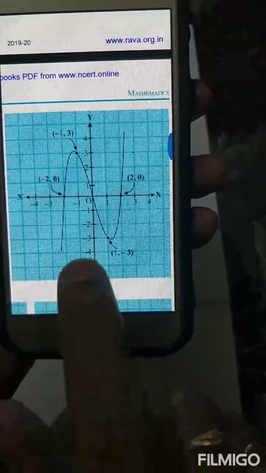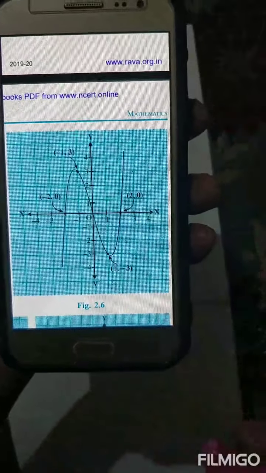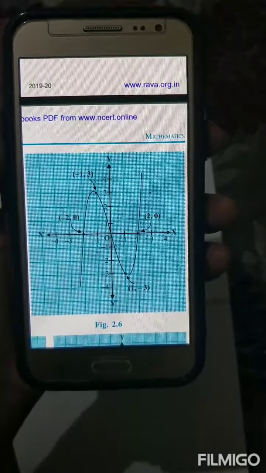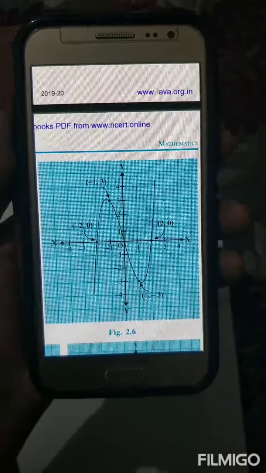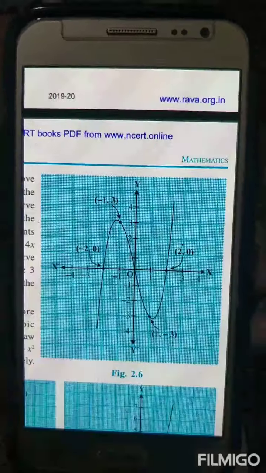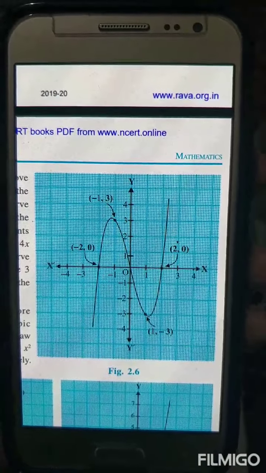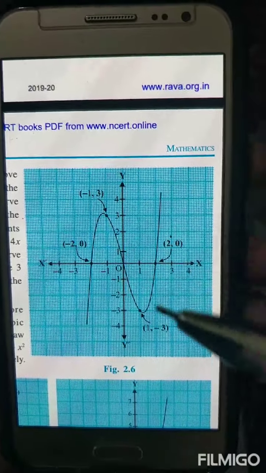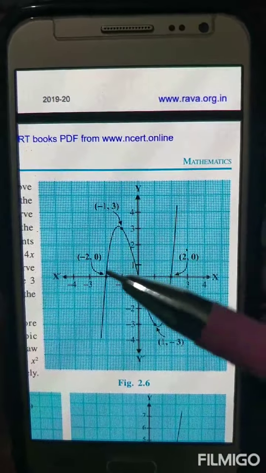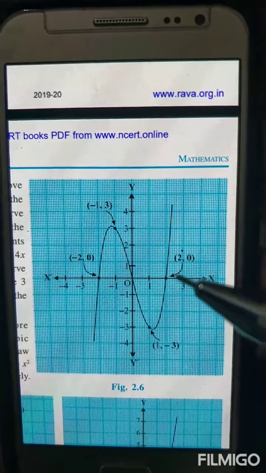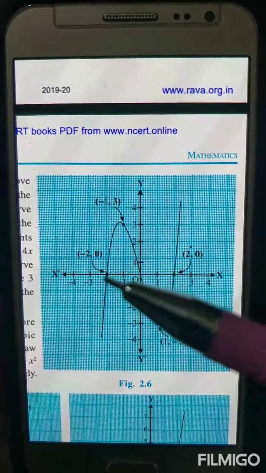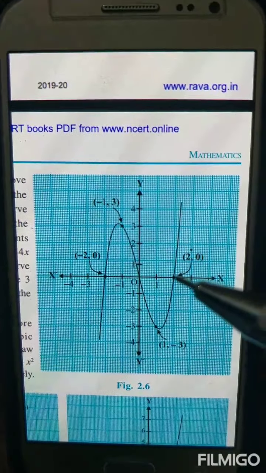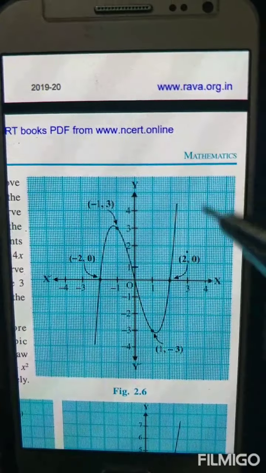If we plot the graph, it will look like this. See the graph. See the shape of the graph. It is a wave-like structure. So see the graph and tell me how many zeros are there. What do you think? So yes, you are right. There are 3 zeros. At 3 points, this graph has intersected the x-axis: at -2, 0, at 0, 0 and at 2, 0.